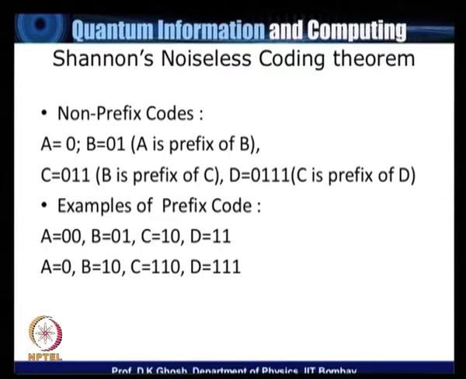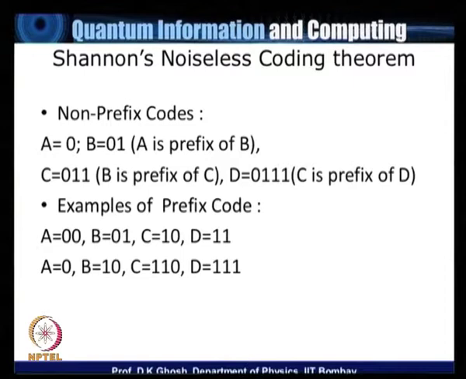Examples of a prefix code would be, for instance, you take A is equal to 00, B is equal to 01, C is equal to 10, D is equal to 11. You notice that none of these is a prefix for the other one. Or take another one, A is equal to 0, which means in none of the other letters should 0 come as the first letter. B is equal to 10. So, again what I want is that 10 should not appear as the first two letters of the remaining letters. So, I can't use C equal to 101 or 100. C is equal to 110. D is equal to 111. These are examples of what are known as prefix codes.